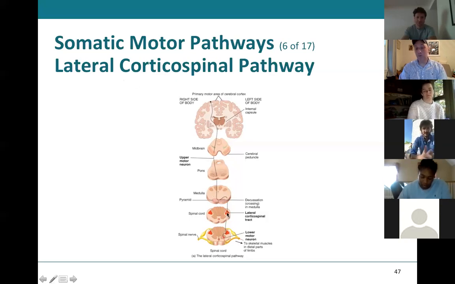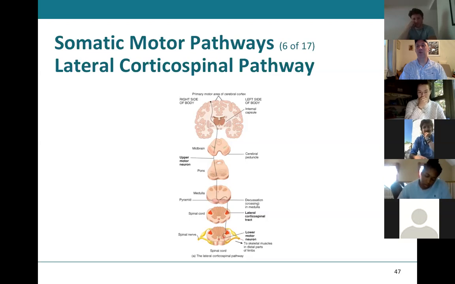Descends through the red portion of the spinal cord. Remember, there is no red portion in your spinal cord. This is just the tract. And then it's going to synapse with the lower motor neuron in the spinal cord. And the way to think about it is this. The cell body of the lower motor neuron is located in the anterior gray horn of the spinal cord.